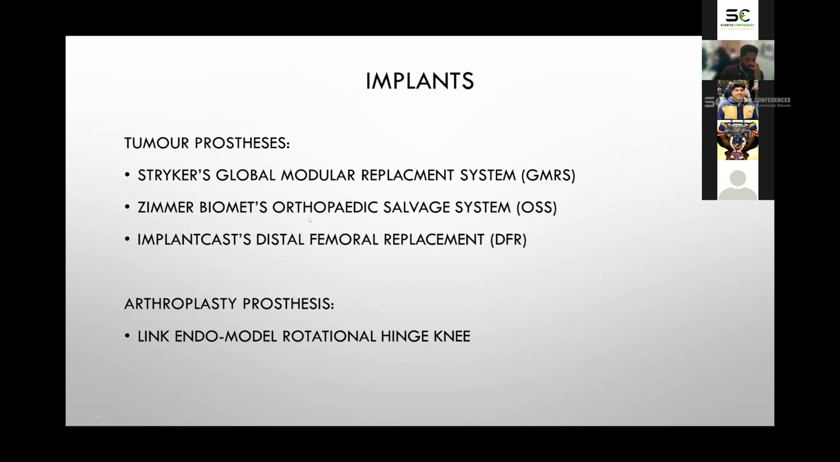The Link Endo model, which is a rotational hinge knee, doesn't require full resection of condylar bone and is predominantly used in primary and revision arthroplasty surgery. There's limited evidence and research into its use in the trauma setting. On that note, these implants can be either cemented or uncemented. However, because of the nature of the injuries, and being more commonly seen in osteoporotic bone, they tend to be cemented in situ.